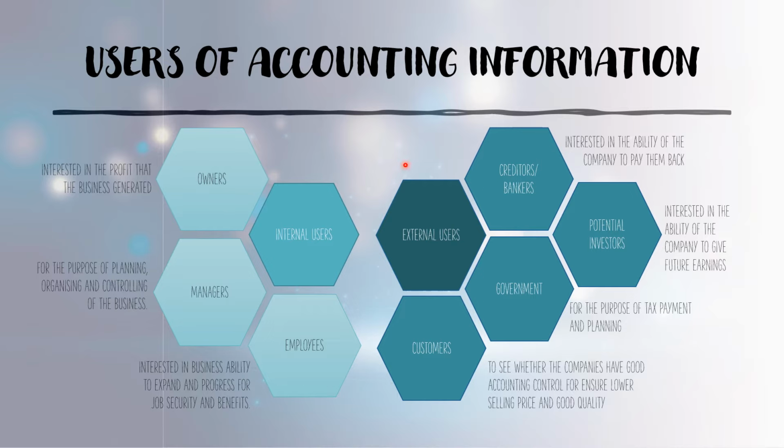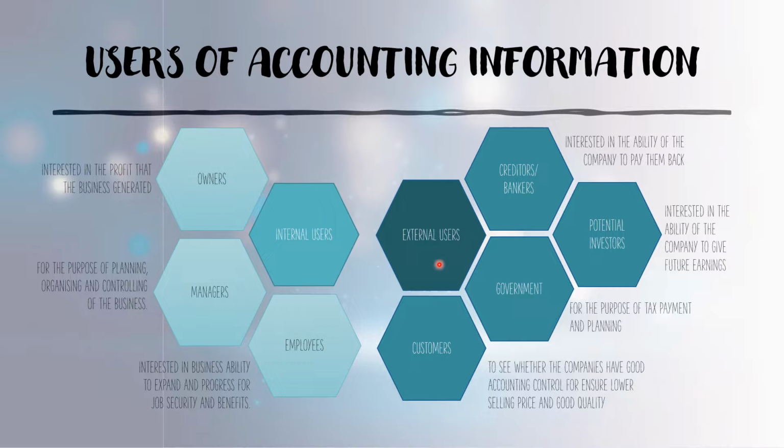The other one is the external user. So the internal user consists of the owner, where the owner is interested in knowing the profit that the business has generated. Another internal user is the managers. The manager requires accounting information to plan, to organize, and to control business activities and future activities. The third internal user would be the employees. Employees are interested in the business's ability to expand and progress because they want to know about their own job security and the availability of benefits.